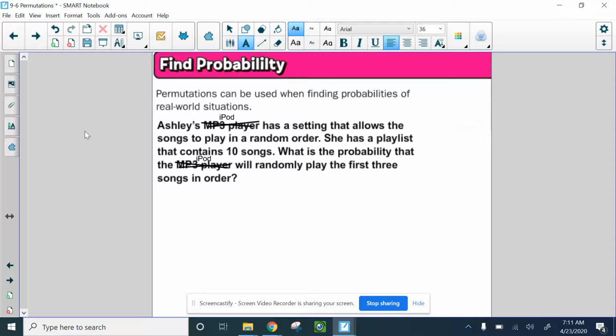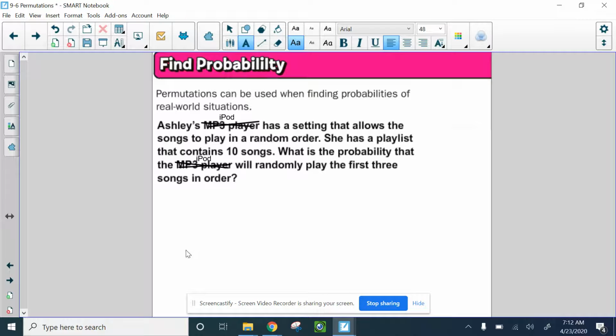Okay, we could use our permutations now to help us find the probability. So if Ashley, and I had to cross out MP3 player because it shows how dated this book is, if Ashley's iPod has a setting that allows the songs to be played in a random order. So she's got a playlist that has 10 songs, very short playlist. But I want to know what is the probability that the iPod will randomly play the first 3 songs in order. So she has 10 songs listed, and I want to know, what is the probability that the first 3 songs are actually going to play songs 1, 2, and 3 in order, and it's not going to start with like song 5, then 1, and then 2. It's going to go song 1, song 2, song 3.